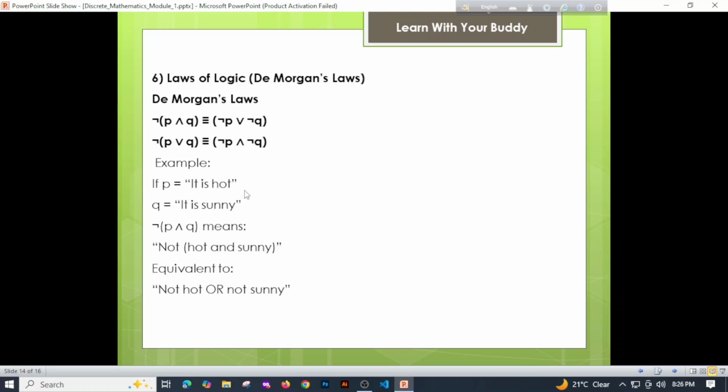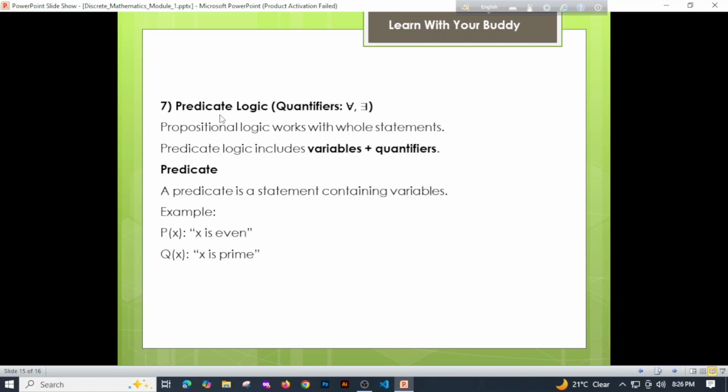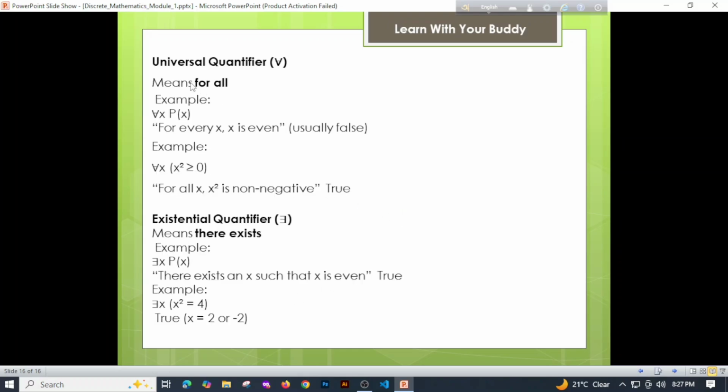Then we have predicate logic, and here we see the quantifiers, which look like an upside-down A and an upside-down E. Propositional logic works with whole statements, and predicate logic includes variables and quantifiers. A predicate is a statement containing variables. For example, P of x: x is even, Q of x: x is prime. We will practice that.